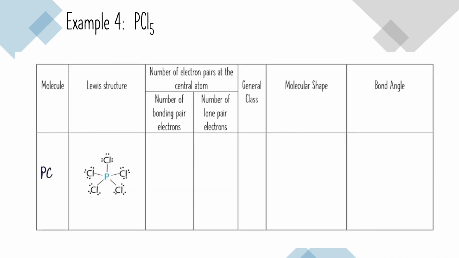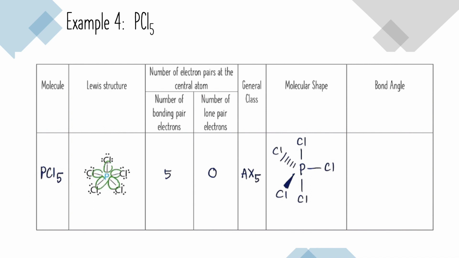It is the PCl5 molecule. So from the Lewis structure, we can tell that the number of bonding pair electrons is 1, 2, 3, 4, 5. So there are 5 bonding pair electrons with 0 lone pair electrons. The general class is AX5. So the molecular shape is P at the center, the first one is at the top, one at the bottom, one at the side. You can draw it at the right side or at the left side of your drawing. One is pointing forward. Another one is pointing backward.